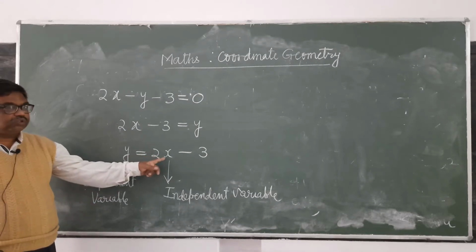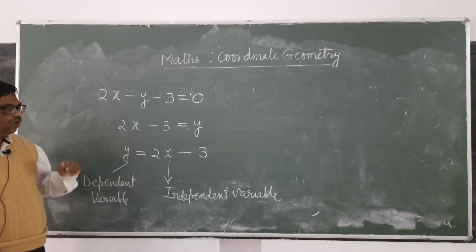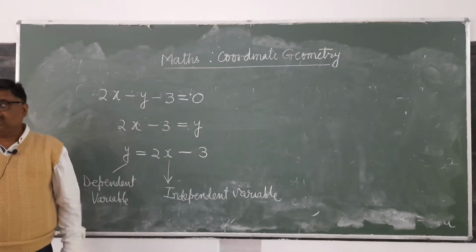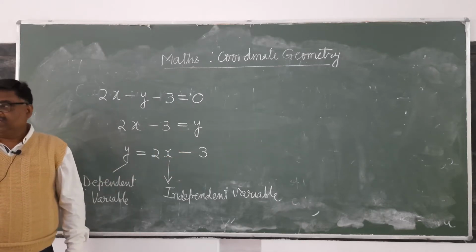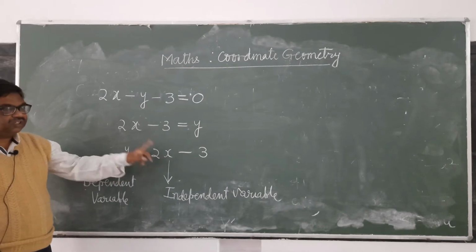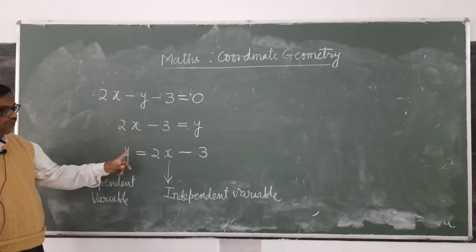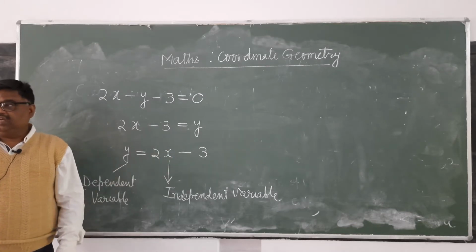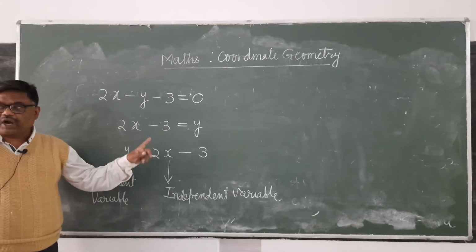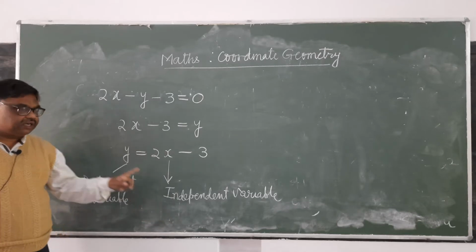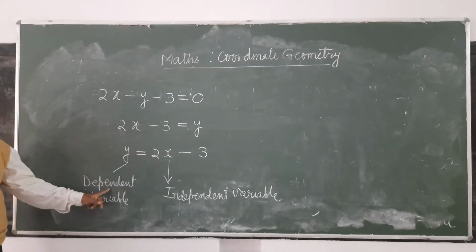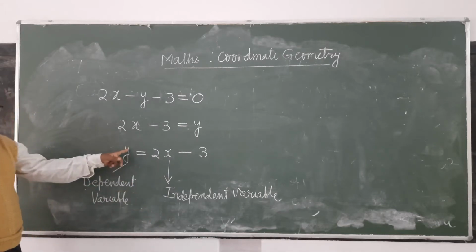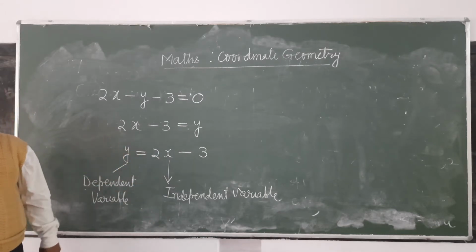If you take x equals 1, what will be the value of y? 2 into 1 minus 3, 2 minus 3, that equals minus 1. If you take x equals 0, what will be the value of y? 2 into 0 is 0, 0 minus 3, minus 3. So here, why do we call it independent? Why do we call it dependent? Because its value depends upon our choice, and its value depends upon x.